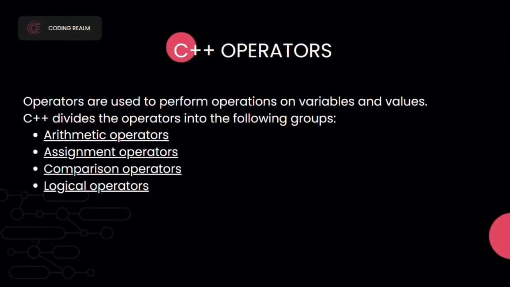Now let's talk about the C++ operators. Operators are used to perform operations on variables and values. C++ divides the operators into the following groups: arithmetic operators, assignment operators, comparison operators, and logical operators.